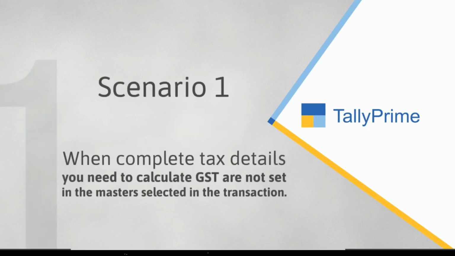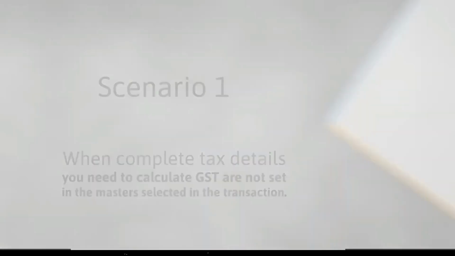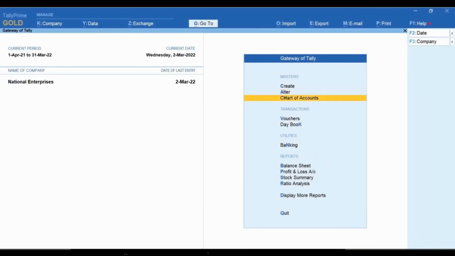Scenario 1. The first case in which TallyPrime does not calculate GST in a transaction is when complete tax details that you need to calculate GST are not set in the masters selected in the transaction. Let us record a transaction.